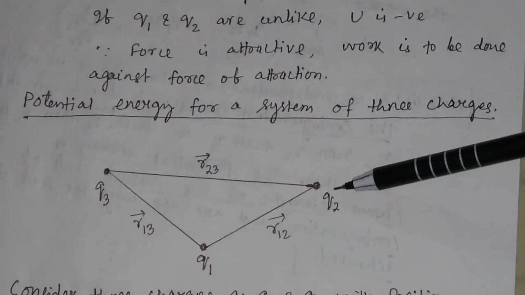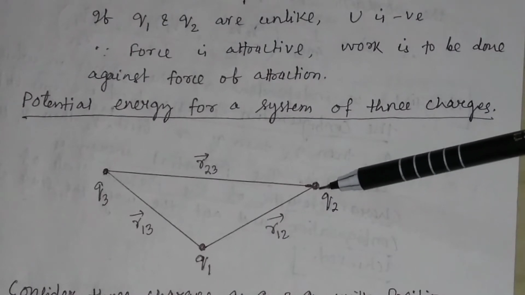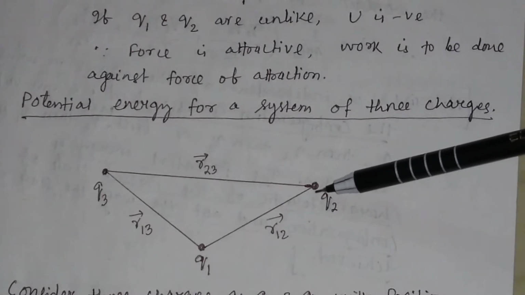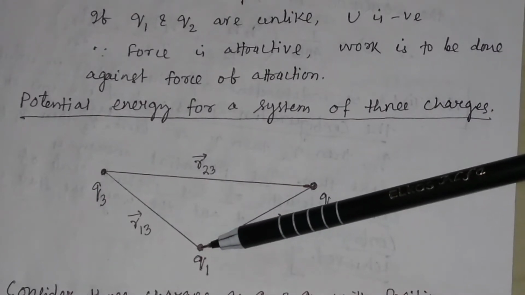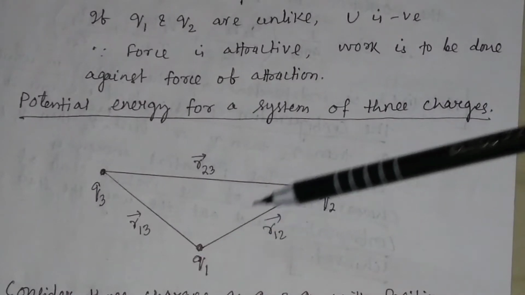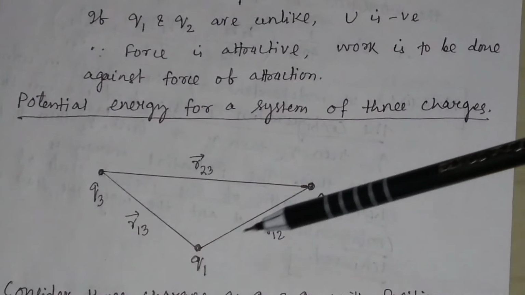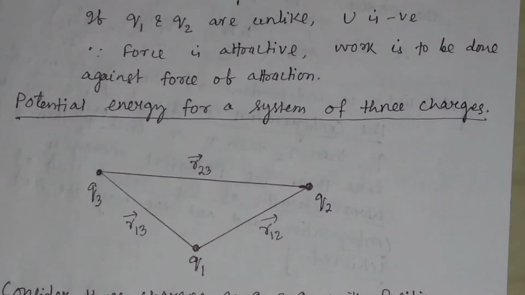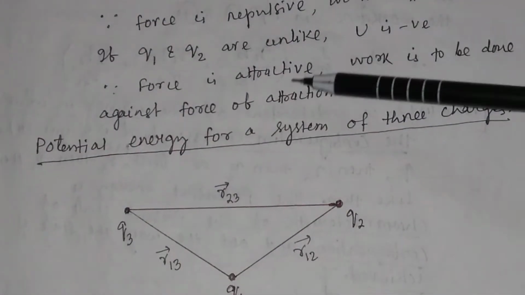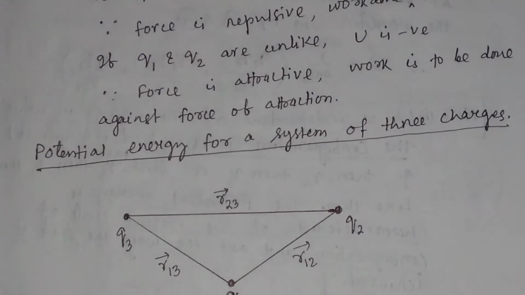If you then bring the charge q2 from infinity to this position, then the amount of work done will be equal to the product of the charge with the potential due to this charge q1, as you have deduced in the potential energy of a system of two charges.